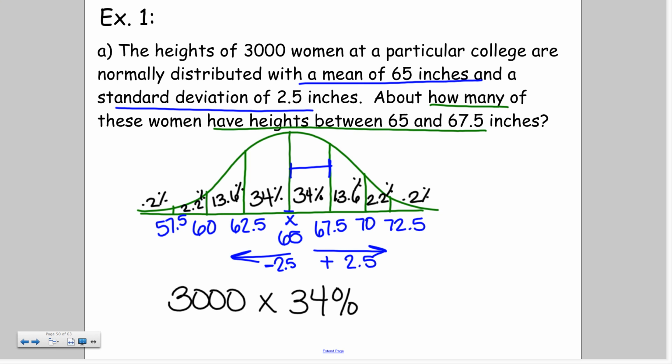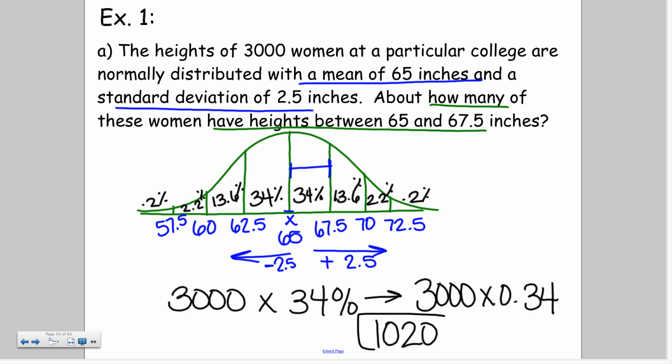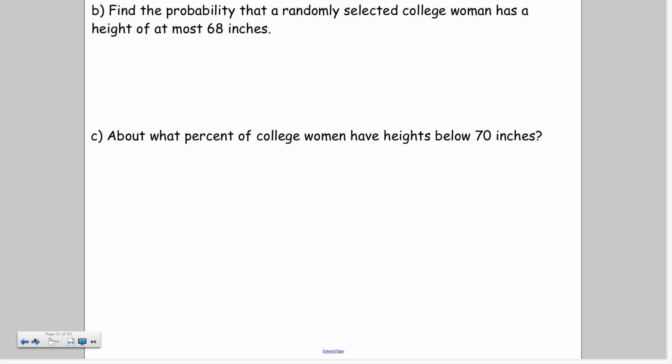And if you remember, we changed our percentages to decimals, which would be 3,000 times 0.34. And then when you put that in the calculator, you're going to get 1,000 women. So that's how many women are between 65 and 67.5, or sorry, inches tall. So 34% of my 3,000 is 1,020. All right, the next one.